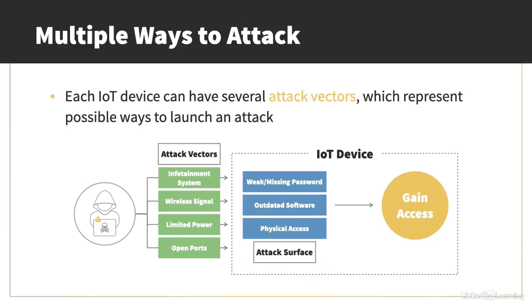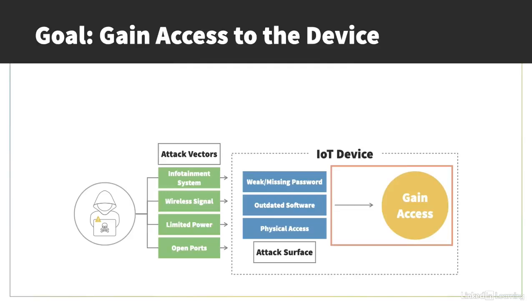In addition, each IoT device can have several attack vectors, which represents possible ways where we can launch an attack. Attack vectors for an IoT device include things such as gaining access to the wireless signal or open ports. The goal is to gain access to the device to take control.